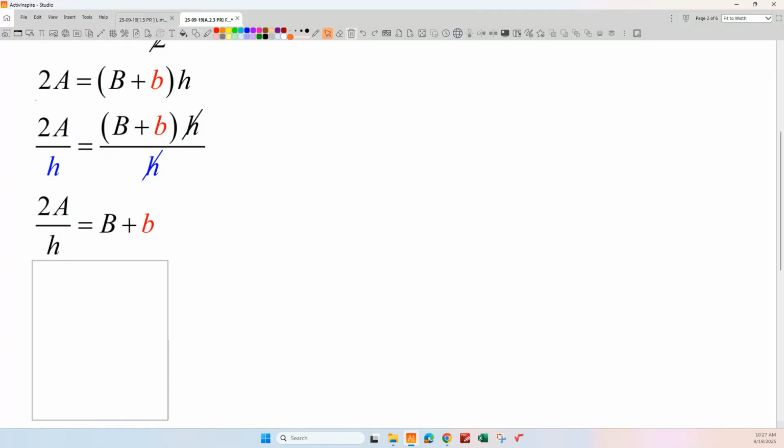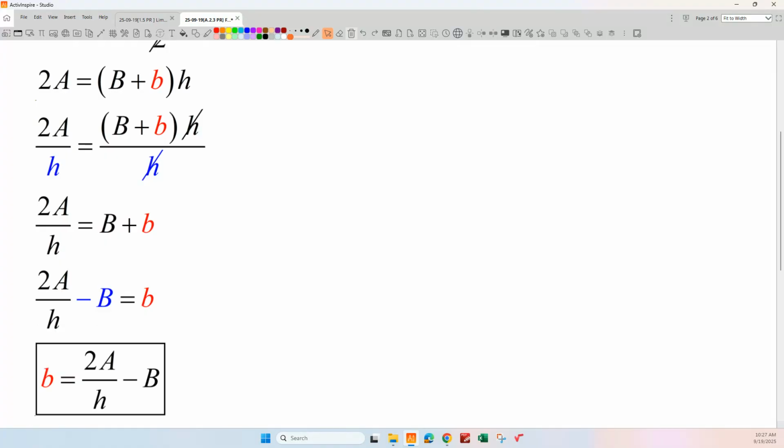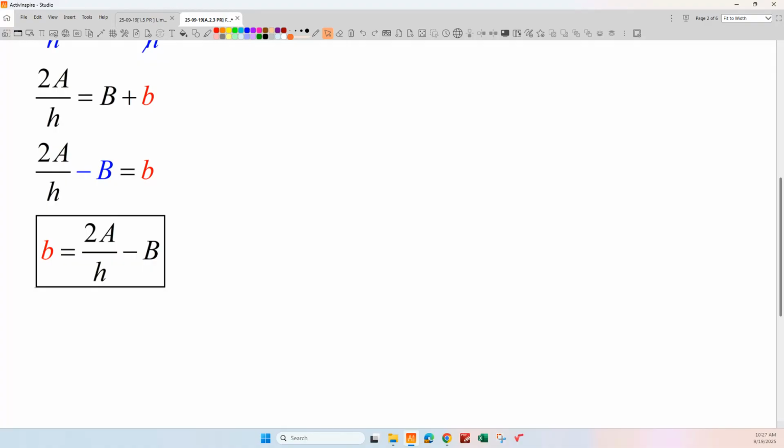What's the last step? Now finally, we get down to the parentheses after I divide by h, and so the last step would be to undo whatever's being done in the parentheses. What's the last step to get that red b by itself? Subtract capital B. There you go. And we got it. There's our answer.